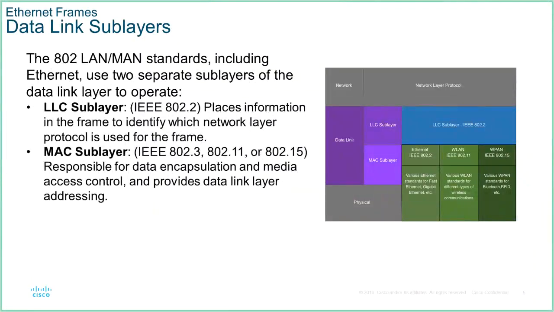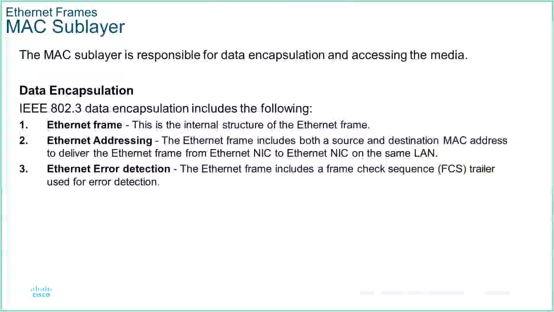Alright, we saw this slide basically in the last chapter, so I won't go through it again. The MAC sublayer, 802.3, is relevant to Ethernet frames, how Ethernet addressing is used, and the frame check sequence information, basically a CRC check, which is used to detect errors on frames.